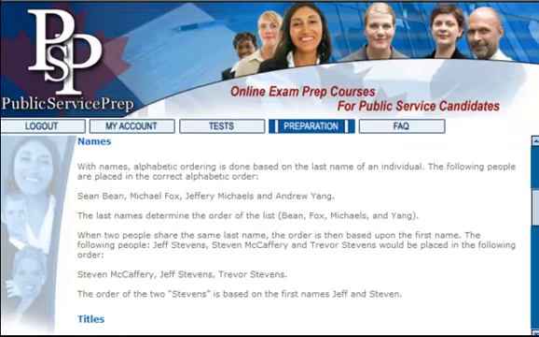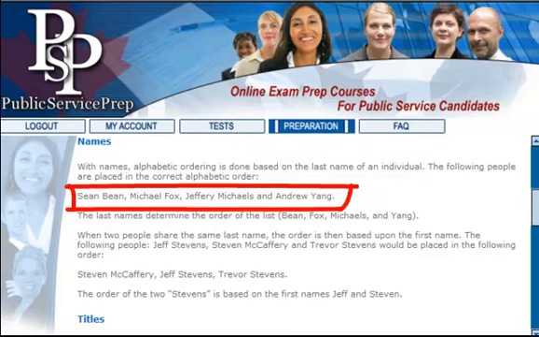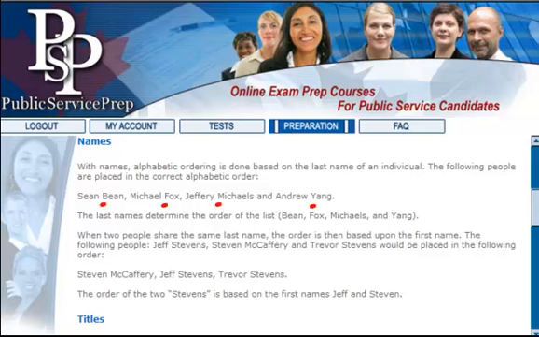When you're dealing with names, alphabetical ordering is typically done based on the last name of an individual. The following people are placed in the correct alphabetical order: Sean Bean, Michael Fox, Jeffrey Michaels, and Andrew Yang. You're placing them in this order because you'd be looking at their last names. Bean, B comes before F, Fox, which comes before Michaels, M, which comes before Yang, Y. So the last name will determine the order of the list: Bean, Fox, Michaels, and Yang.